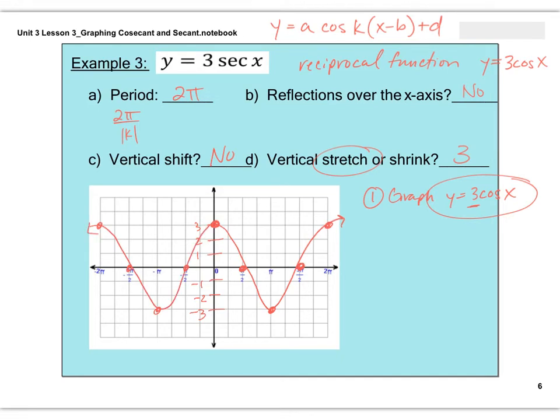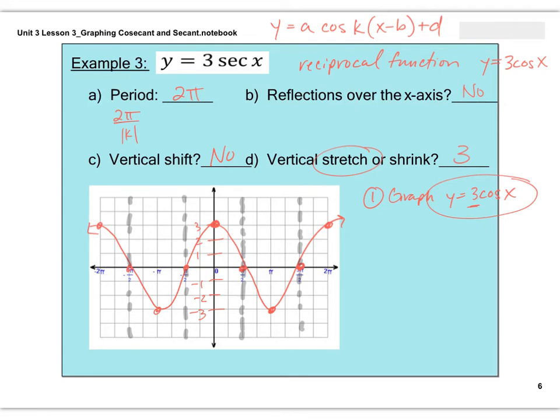Here it is. Now our second step is to draw in the vertical asymptotes. So every time we have a hill or a valley, I'm going to separate them. Like I can see right here. I'm going to separate them. Right here, I'm going to separate them. So I have a hill and a valley separated by vertical asymptotes.